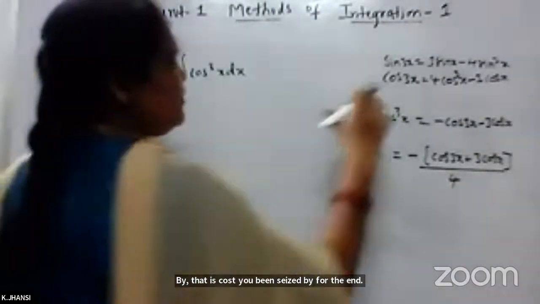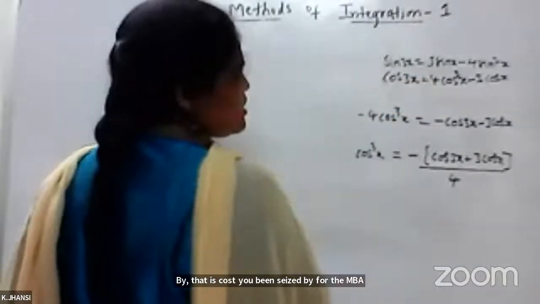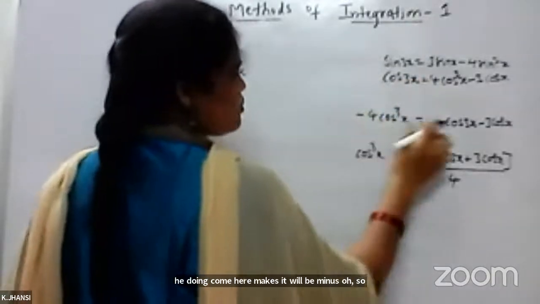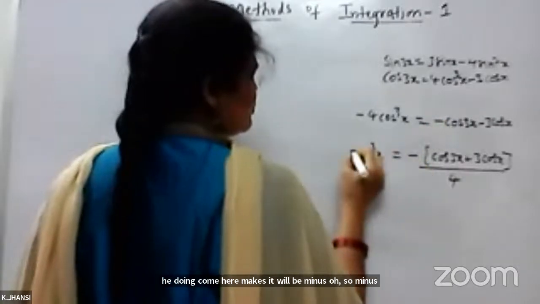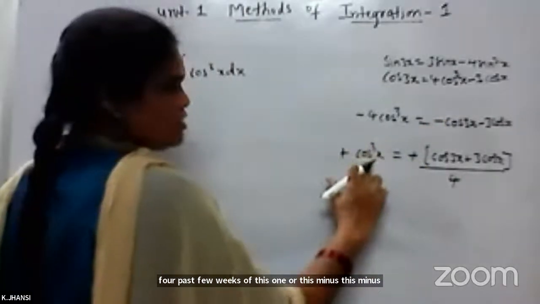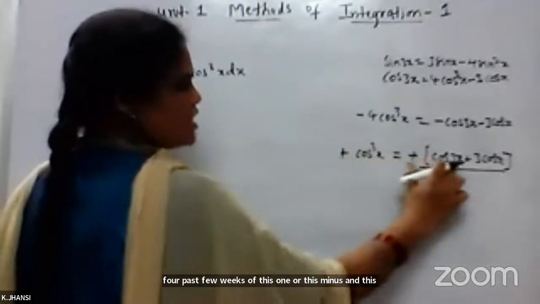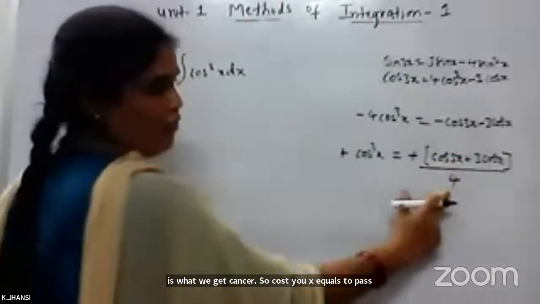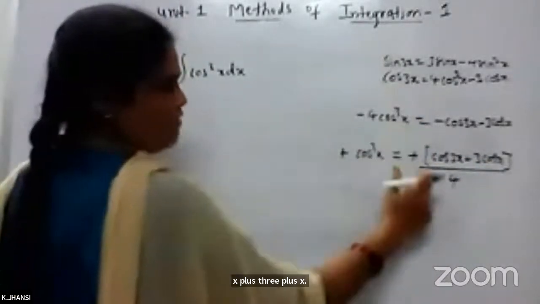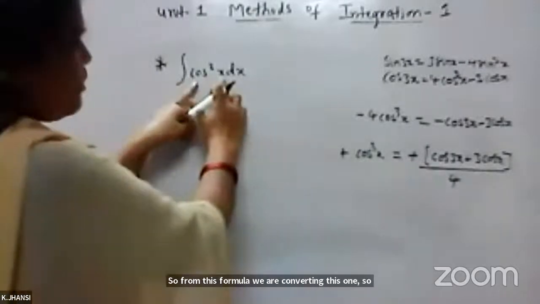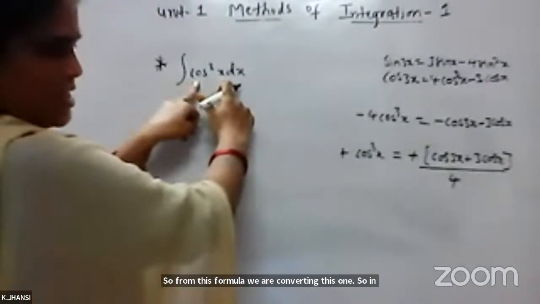So if it comes here, it will be minus, no? So minus 4 cos cube x of this one. This minus and this minus both will get cancelled. So cos cube x is equal to (cos 3x plus 3 cos x) by 4. From this formula we are converting this one. In our problem only cos cube of x is there.